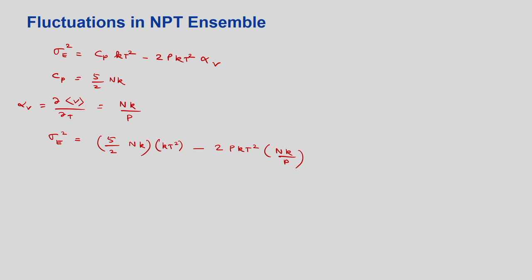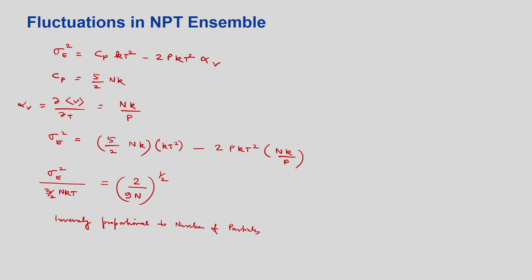If you do that, you will get sigma E upon E bar, based on the ideal monoatomic gas, the fractional deviation is nothing but 2 upon 9 n to the power of half. I have applied the value of Cp kT square, this is nothing but 2 by 9 n to the power of half. So, it means your fractional deviation again is inversely proportional to the number of particles.